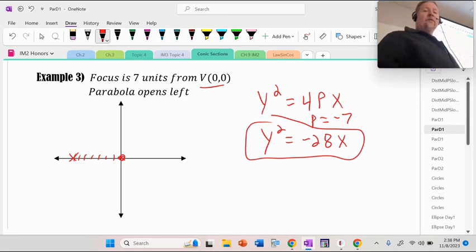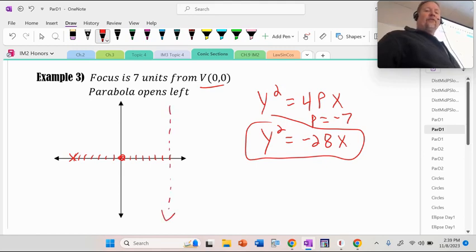Right, 4, 5, 6. Wait, 1, 2, 3, 4, 5, 6, 7. Then what kind of line is it? Straight, red, dotted, vertical. Someone said horizontal. What's the equation of a vertical line?